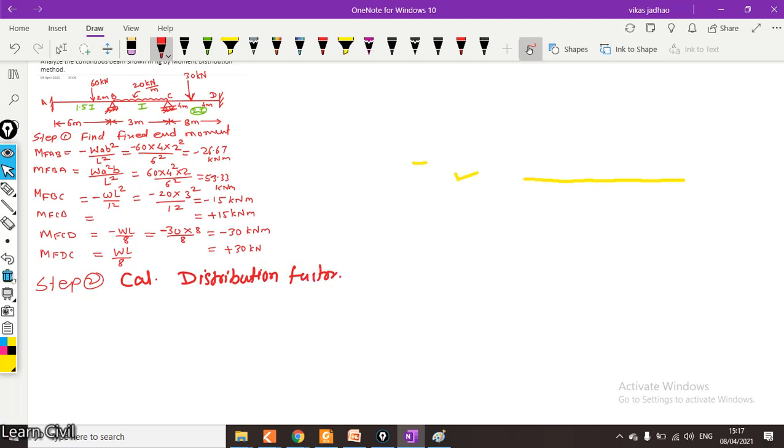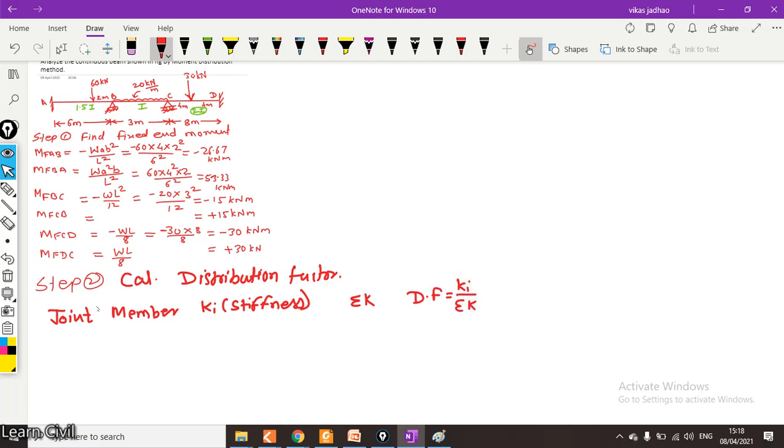For calculating the distribution factor, we have to prepare a distribution table. So the first column will be joint, the second column will be member, the third column is stiffness K or Ki, the fourth column will be summation of K, and the fifth column will be distribution factor. Distribution factor is equal to Ki divided by summation of K.